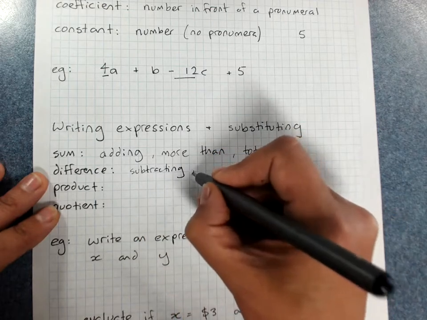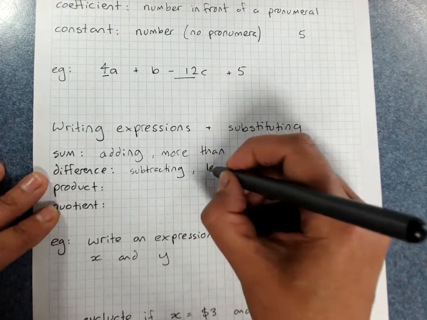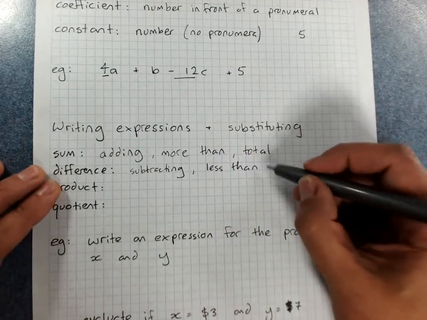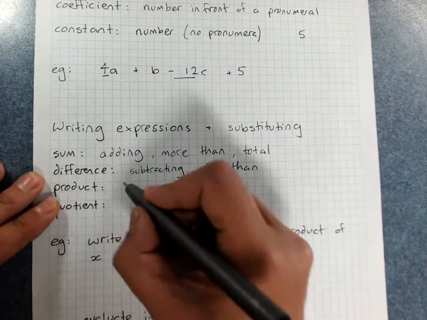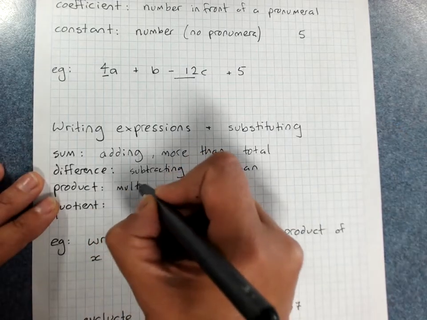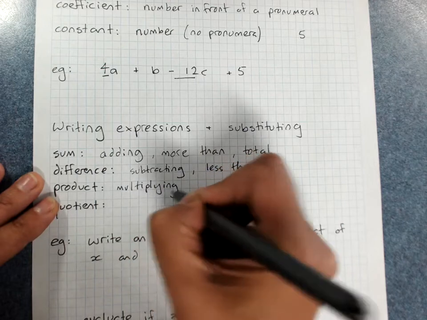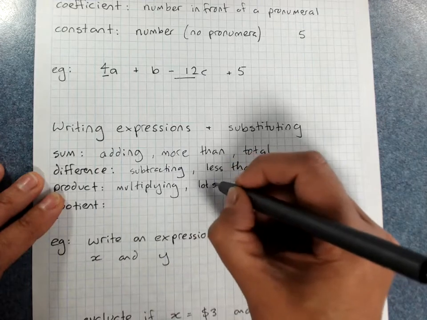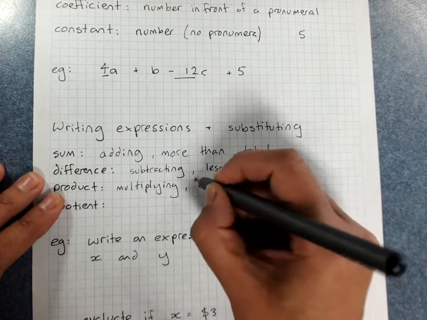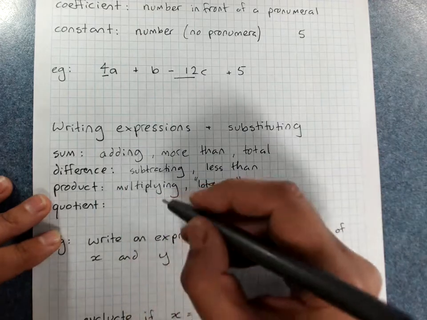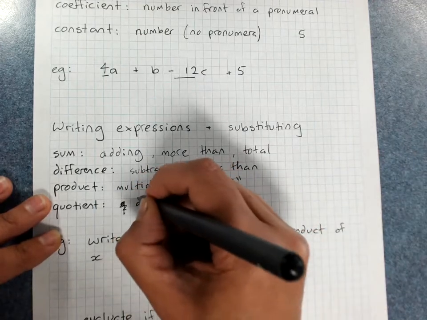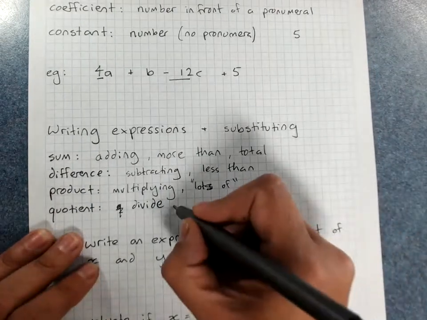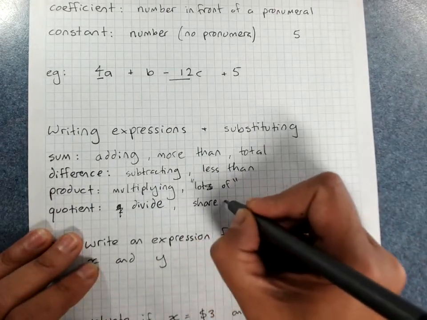If I say 5 less than y, I would have to take away the 5 from the y. Product means multiply. The product of 2 numbers means you multiply them, or it could be lots of, so 3 lots of 4. And the quotient is the result when we divide. We could get things like shared between.